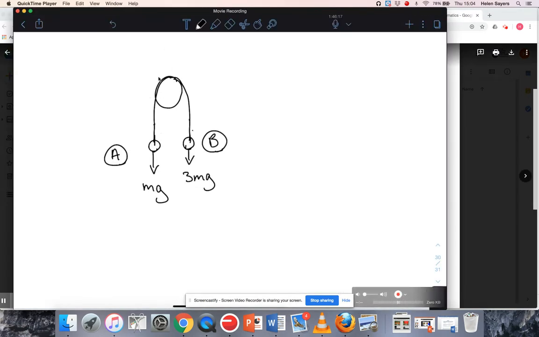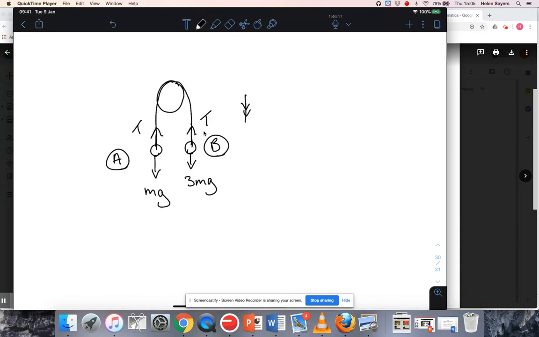So there's my pulley, there's my string and my two particles. So I know that when this is released from rest, B is going to move downwards because B has obviously got a greater mass than A. So other forces in this diagram, they've both got tension in the string. So that's what's going to be pulling A upwards and stopping B from just free falling. And they are both going to move with the same acceleration, but B is going to be moving downwards and A is going to move up.